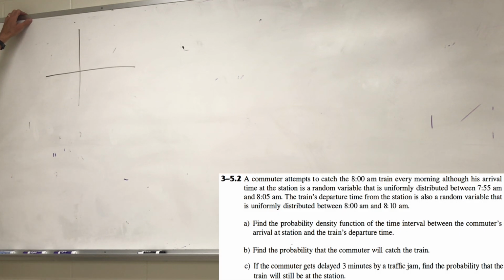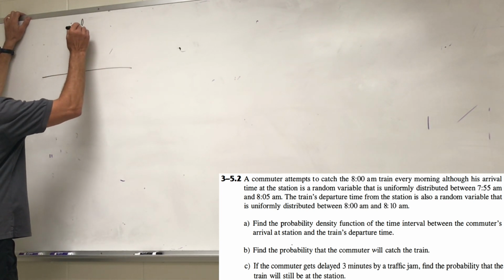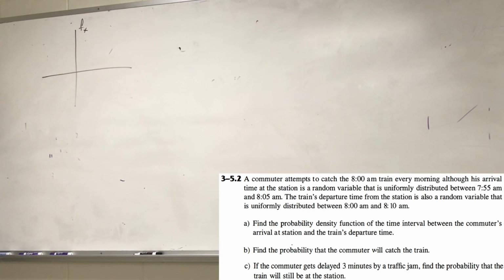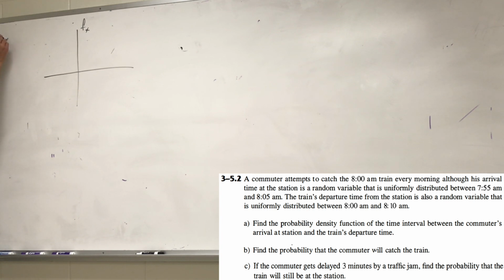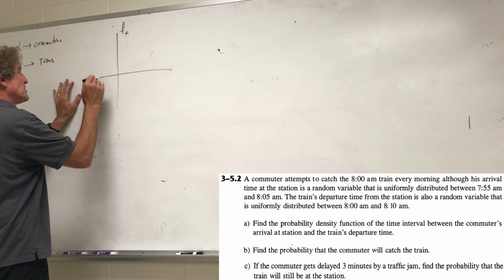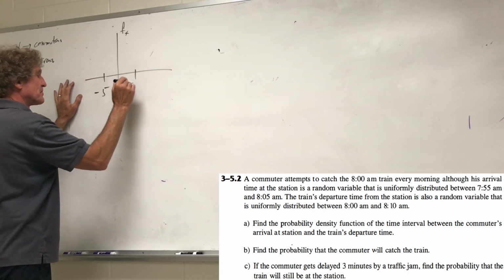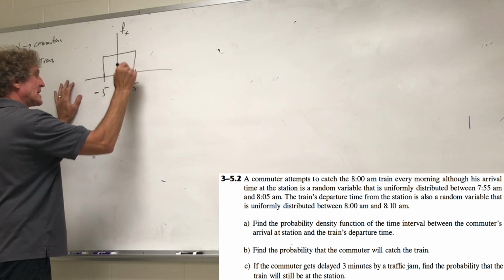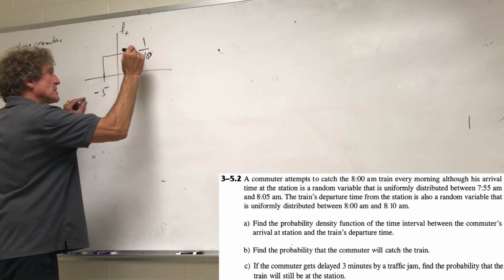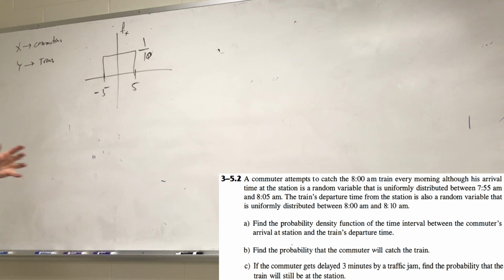Leaving the station, you have a commuter coming to catch the train. So the probability density function for the commuter's arrival, get rid of the 8 o'clock, is this. I'm going to call it f of x. We're going to call x the commuter, and y is the train. For the commuter, from minus 5 minutes to plus 5 minutes, forget about the 8 o'clock, it isn't going to have a bearing. The height of this is 1/10. This is the probability density function for the commuter's arrival time.